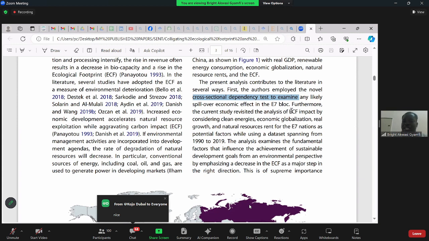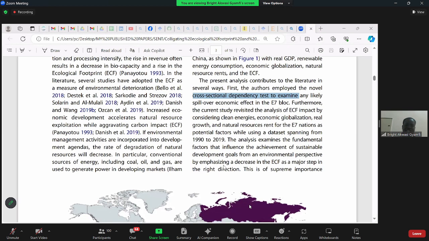So people were using ecological footprint already, but we considered clean energy, economic globalization. We introduced new variables into the system, which makes it different from what others have published already. That is one thing that I just want us to see. Then the analysis also examines the fundamental factors that influence achievement of sustainable development goals from an environmental perspective. This is not that much important.